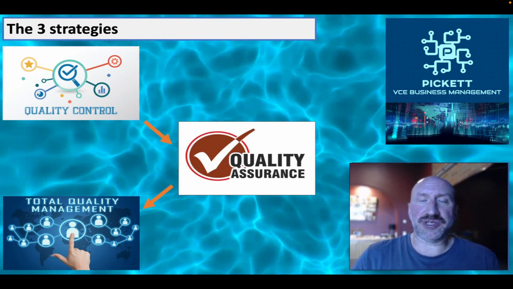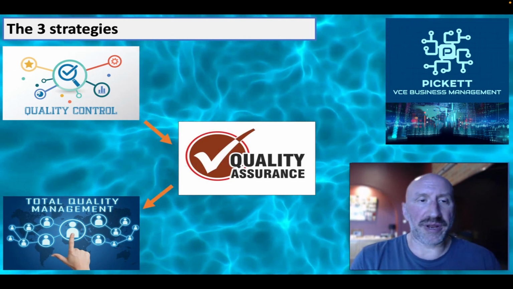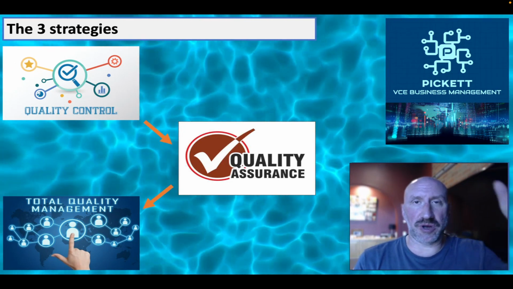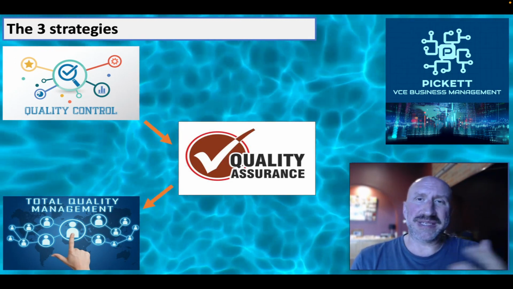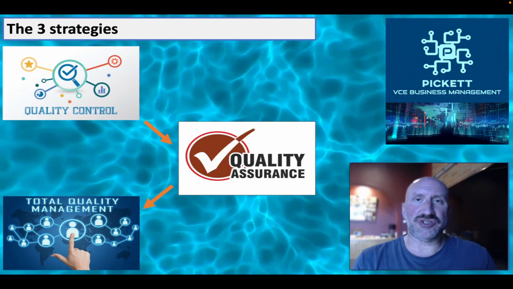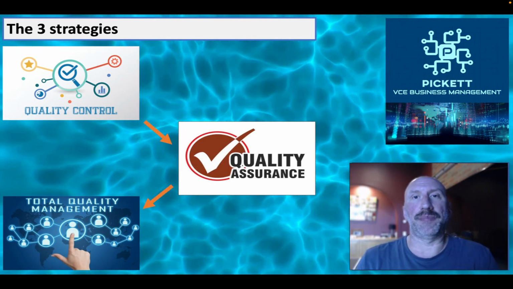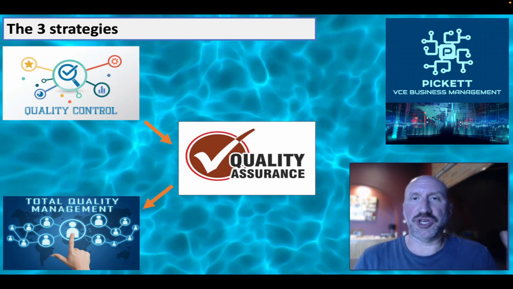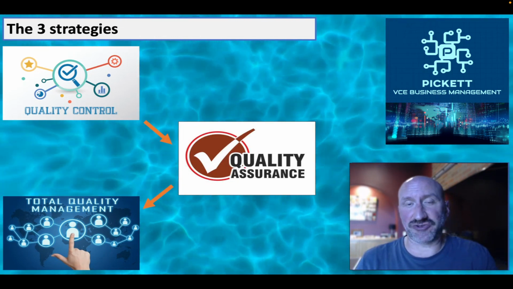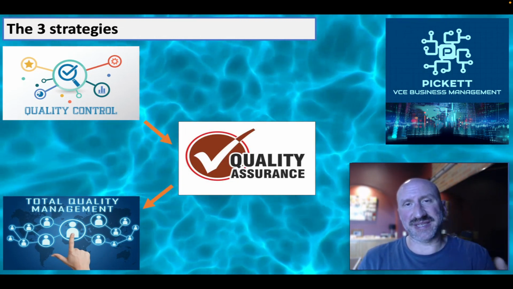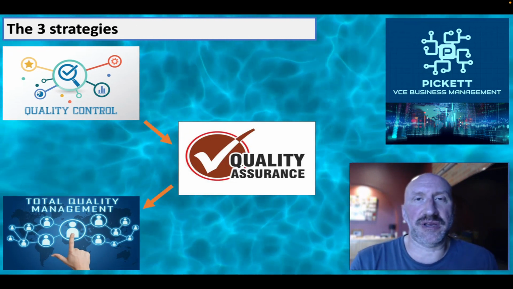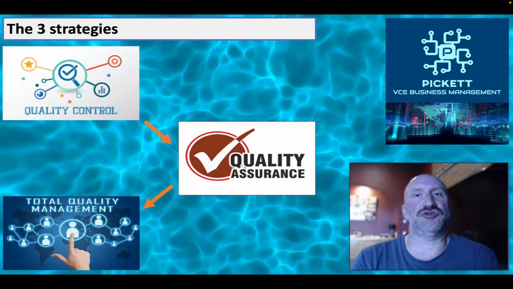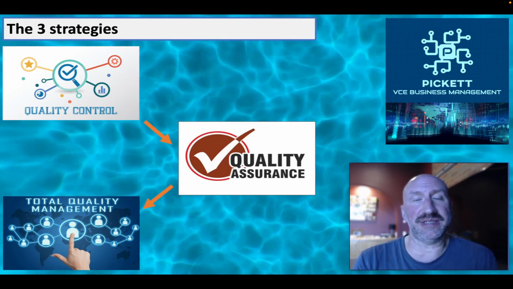Now, one thing I'm just going to point out right up the front is that we will do them in that order. So QC, QA, TQM. And basically, as we move through each strategy, they become more complex, more involved. So QC is a very basic strategy. QA takes things a little bit further, and TQM really takes things to the far extreme of managing quality in a business.